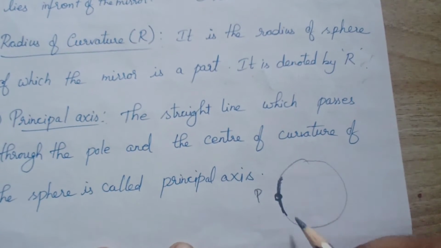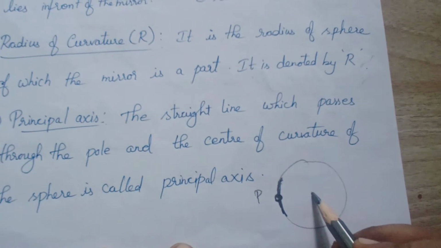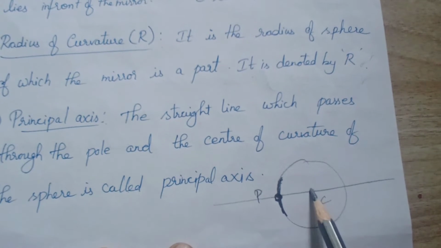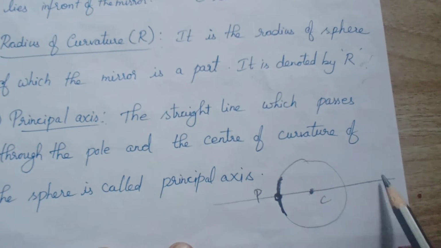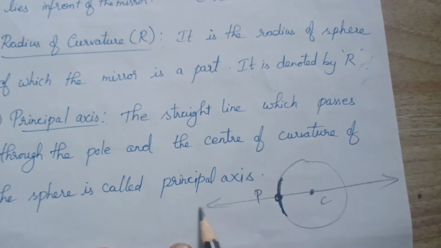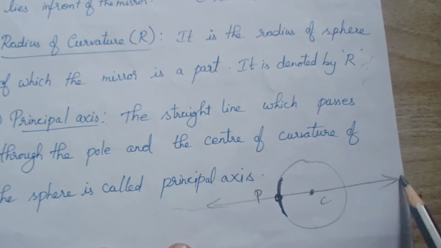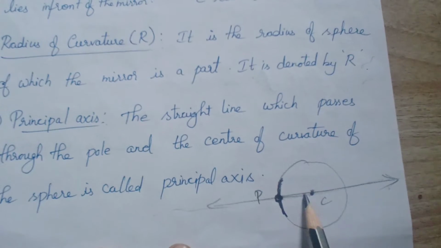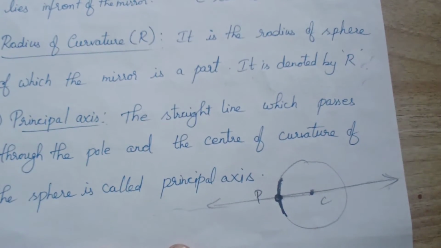If this is outwards, the center will lie behind the mirror. This is C. The straight line which passes through the pole and the center of curvature goes endlessly in this direction and endlessly in this direction. So the imaginary straight line which passes through the pole and the center of curvature is called the principal axis.